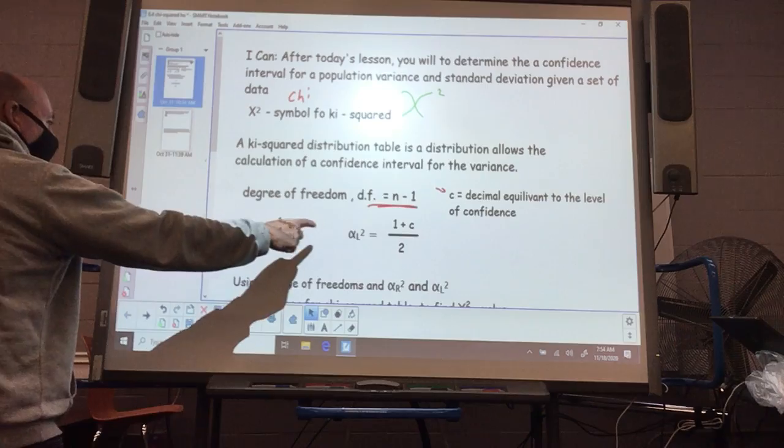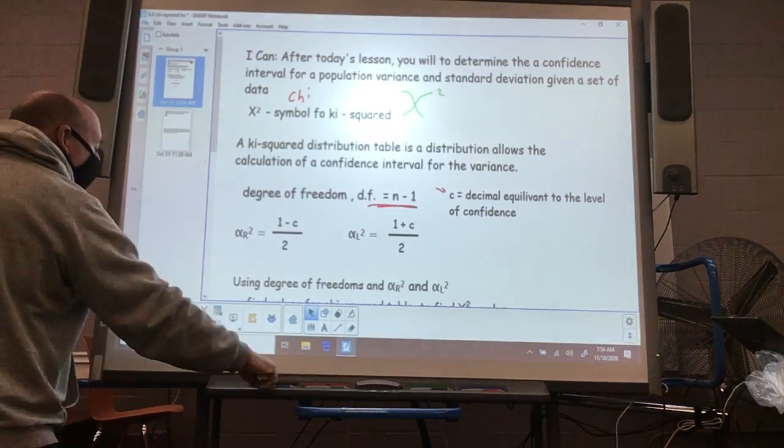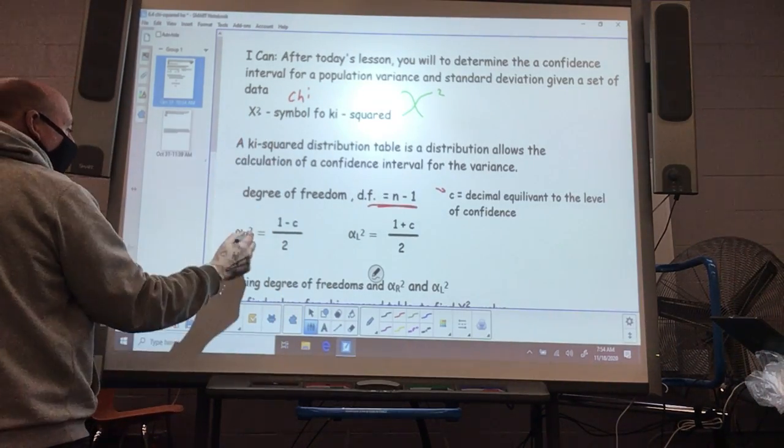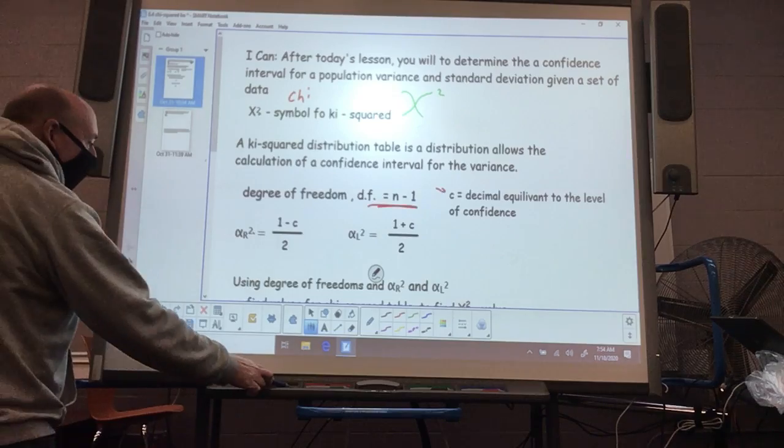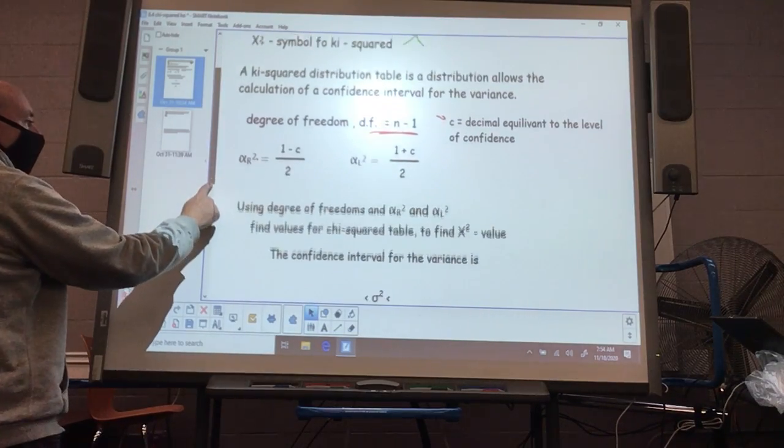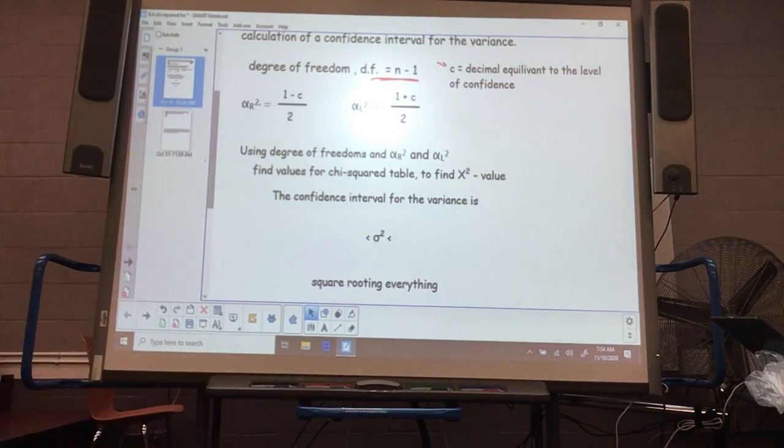Now the square term there, don't get confused by that. It just goes into the idea that we're dealing with squares here. We have a chi squared, we have an alpha value. You use a degree of freedom and your alpha values to find the chi squared values from the table. So your alpha value and your degree of freedom give you a chi squared value.